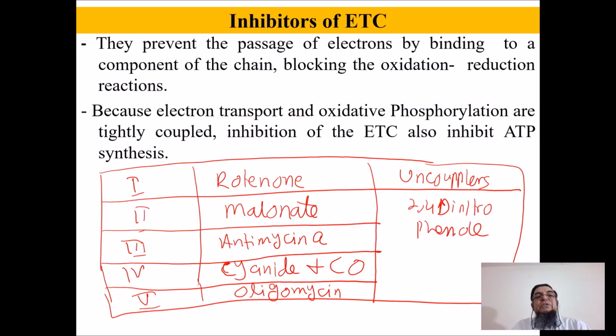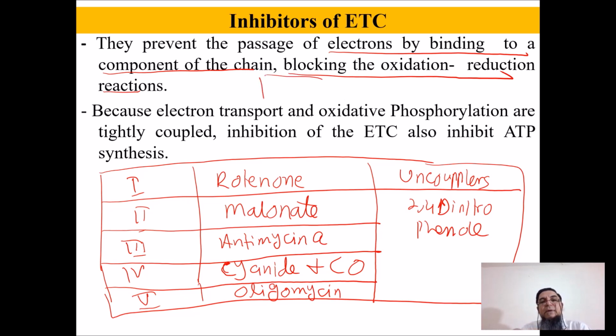There are some inhibitors of the electron transport chain. The inhibitors prevent the passage of electrons by binding directly to the components of the chain and blocking the oxidation reduction reactions, because electron transport and oxidative phosphorylation are tightly coupled. So when there is an inhibition of the electron transport chain, it also inhibits the ATP synthesis.